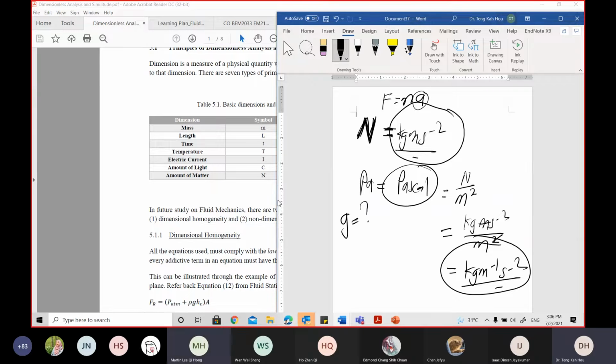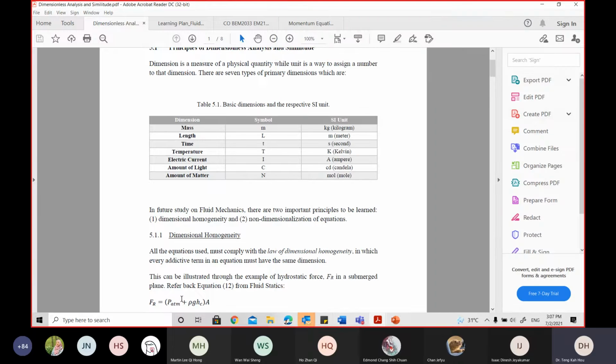MLT-2. Yep, MLT-2. And I hope every one of you can recall this, because I'm not going to repeat this. If you don't know this, I advise you to refer to your physics knowledge. Okay, so can I take 5 minutes of your time to prove to me that this equation is homogeneous?